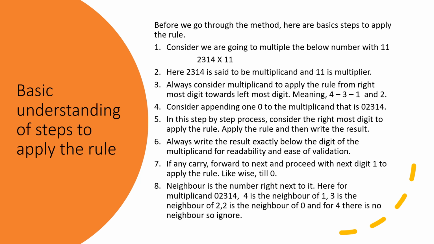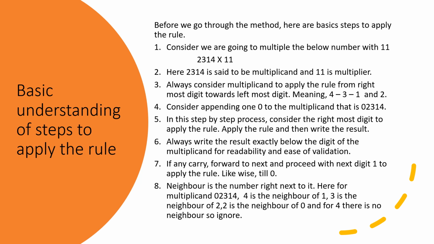The best practice is that whenever you're working on the number 4, it is always good to write the result right below this particular number. So always write the result exactly below the digit of the multiplicand. It gives very good readability and also ease of validation, if you want to check whether your multiplication is correct or not.